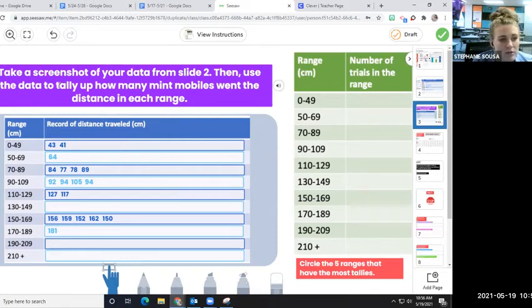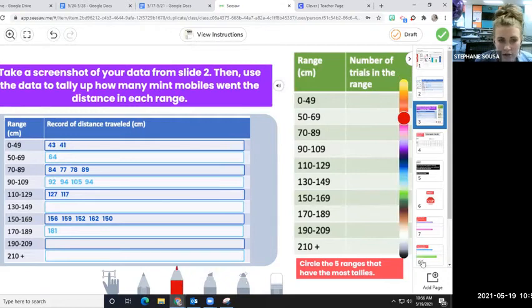All right, take a screenshot of your data from slide 2. Use the data to tally up how many Mint-mobiles went the distance in each range. So we are creating a tally chart, okay? Let's go ahead and get our tallies done. 0 to 49 had 2 cars that went that far.